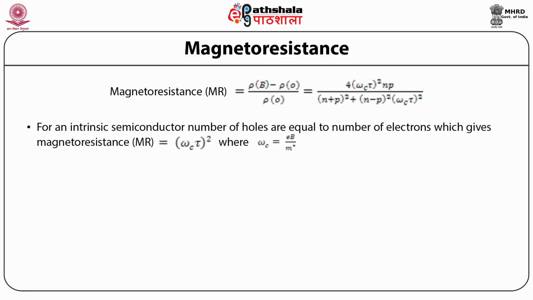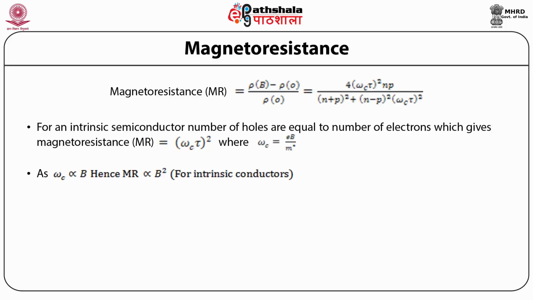For an intrinsic conductor having number of electrons equal to number of holes, we have magnetoresistance equal to (omega c tau) square, where omega c is eB by m star. Omega c is the resonance frequency, the angular frequency. As we know that angular frequency is directly proportional to magnetic field, hence this magnetoresistance is directly proportional to the square of the magnetic field, as in the case of a semiconductor.